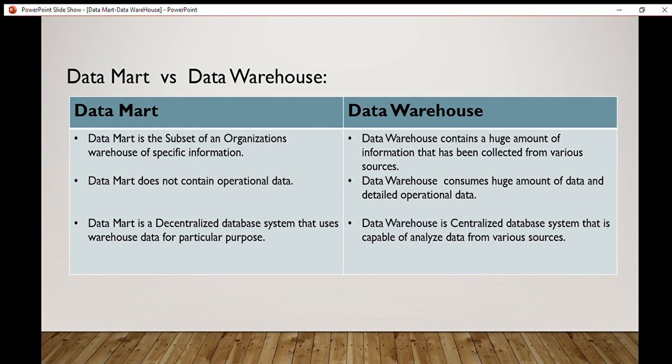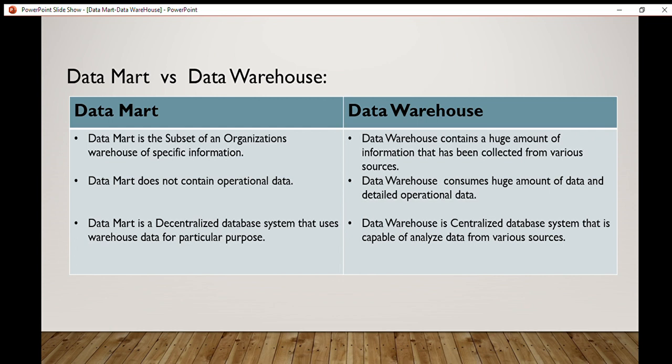But coming to the data warehouse, it contains a huge amount of data, and it has also been collected from different source systems. Okay, in the same way, a data mart doesn't have the operational data, but a data warehouse has detailed operational data.